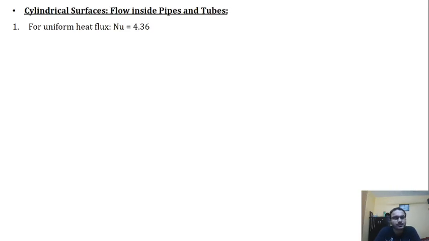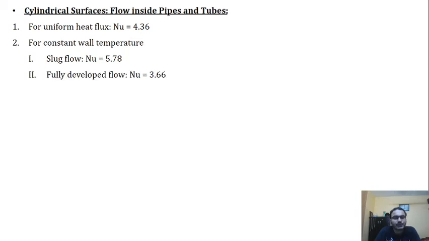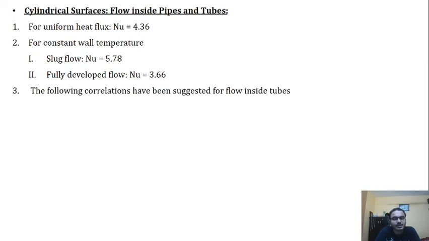So in this case, for uniform heat flux it will be 4.36. For constant wall temperature, in case of slug flow, its value is 5.78. For fully developed flow, the value is 3.66. And the following correlations have been suggested for flow inside the tubes, which is given by this formula.